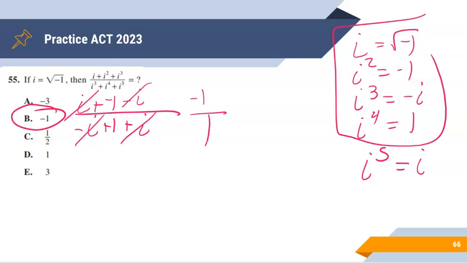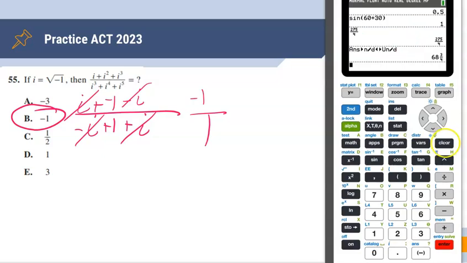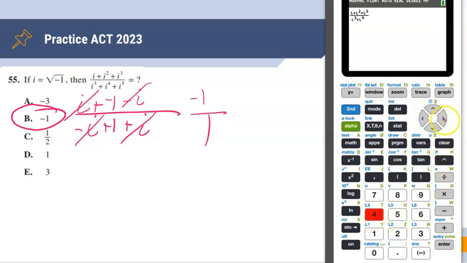But I'm not sure if you knew this, but you could do this on your calculator. The i button is second decimal point. That's where the i is located. So if I go alpha y equals, and I just type this in, i plus i squared plus i to the third divided by i to the third plus i to the fourth plus i to the fifth, negative 1.